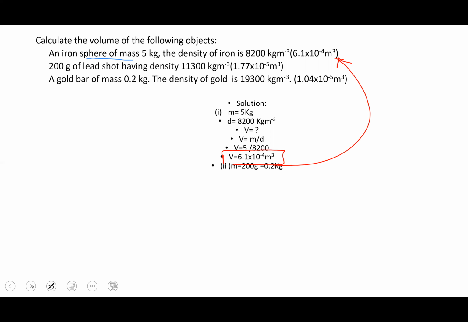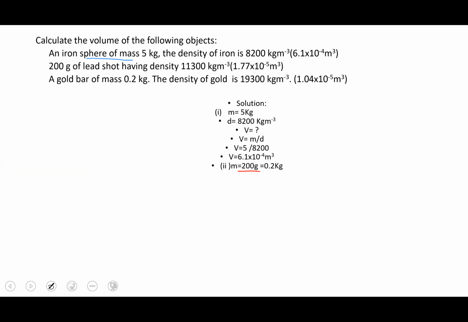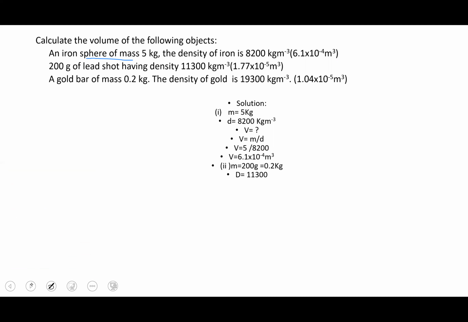For the second part, the mass was given to us in grams, so we have to convert that into kilograms, so we have to divide it by 1000. So 200 divided by 1000 is going to be 0.2 kilograms. Next, we have the density of this lead, which is 11,300 kilogram per meter cube.